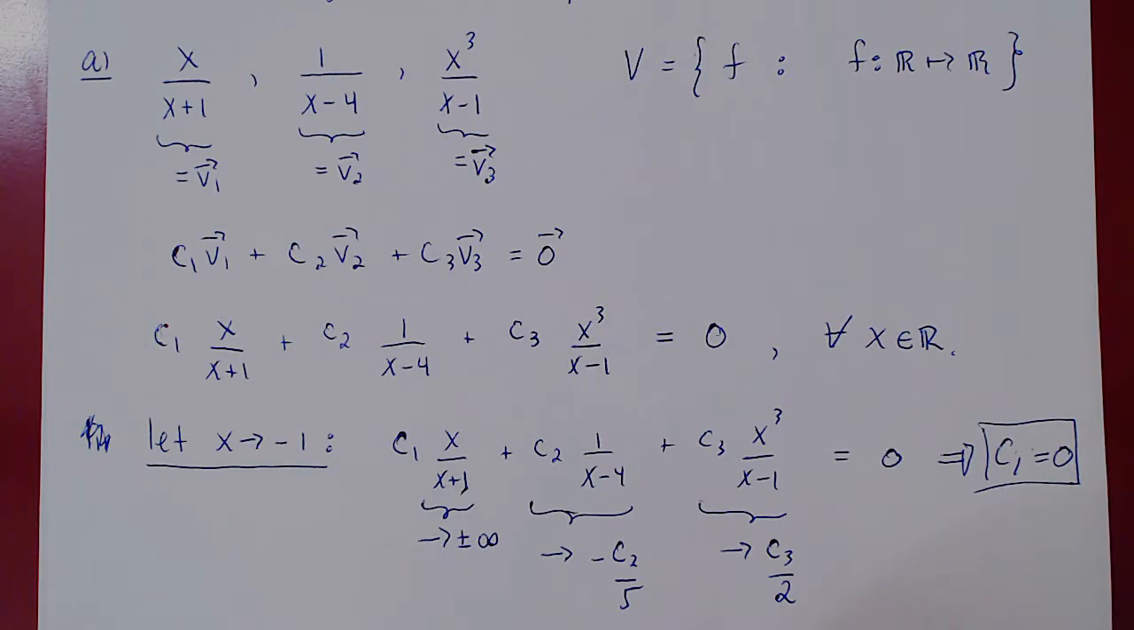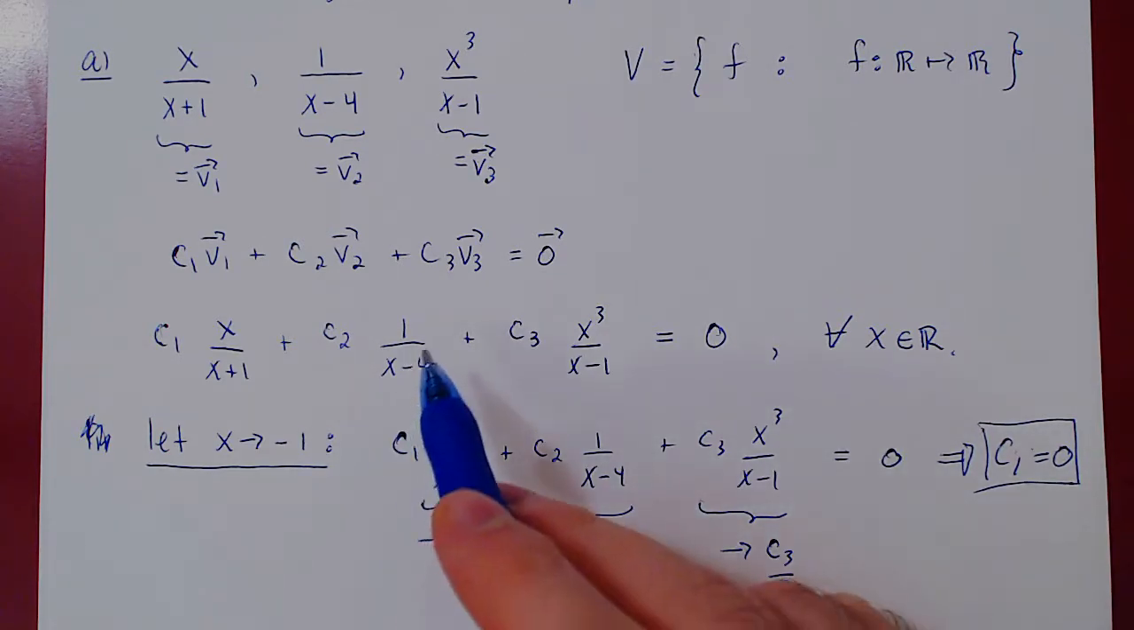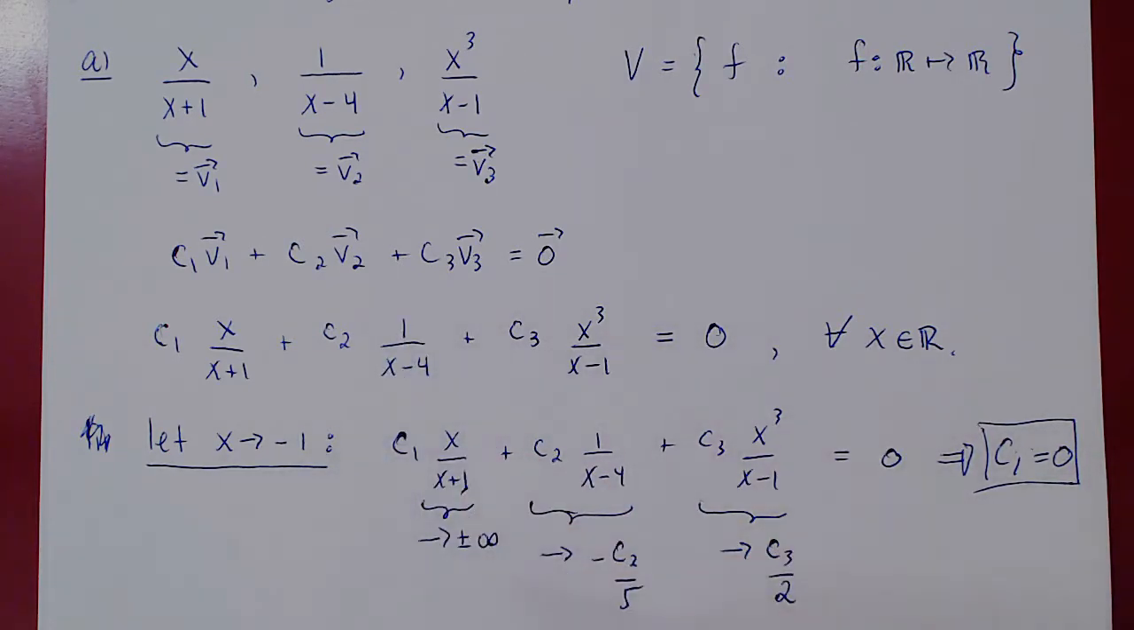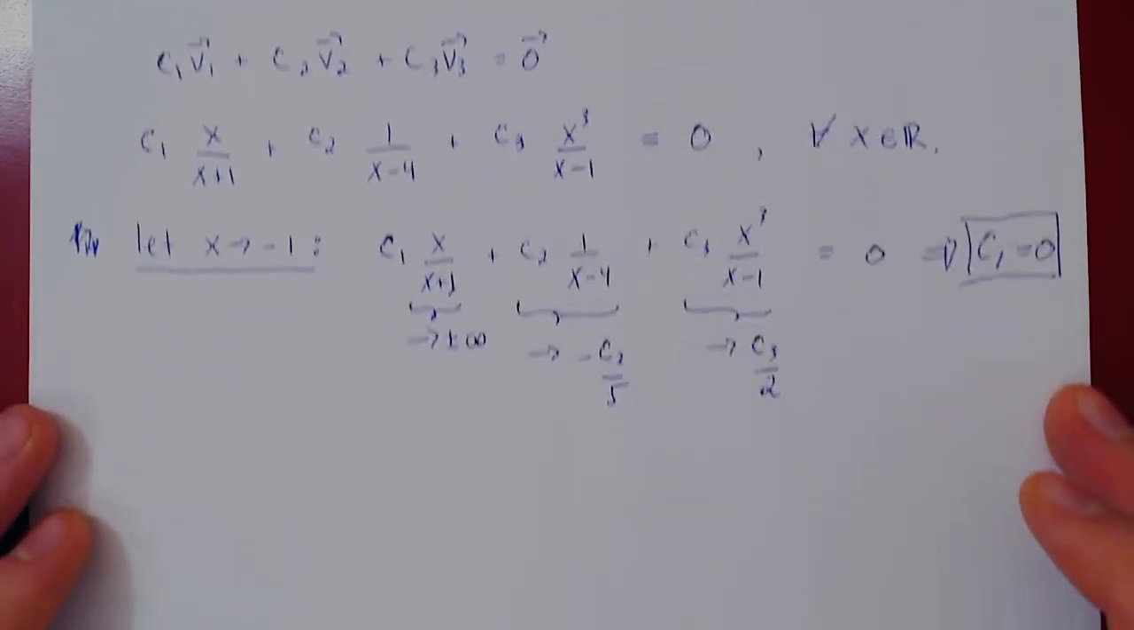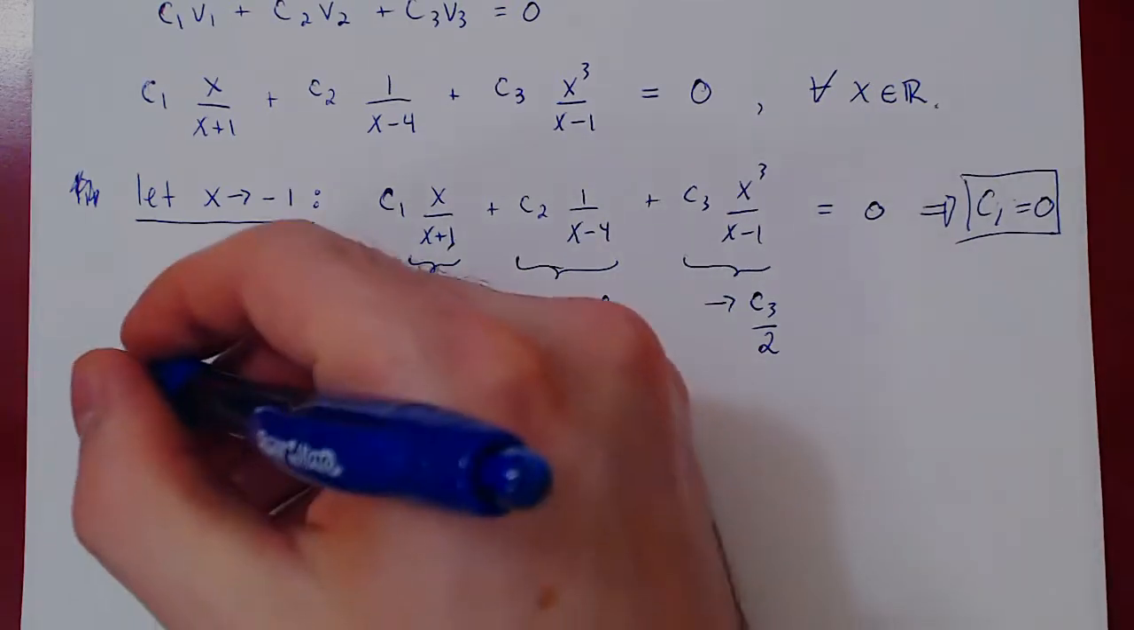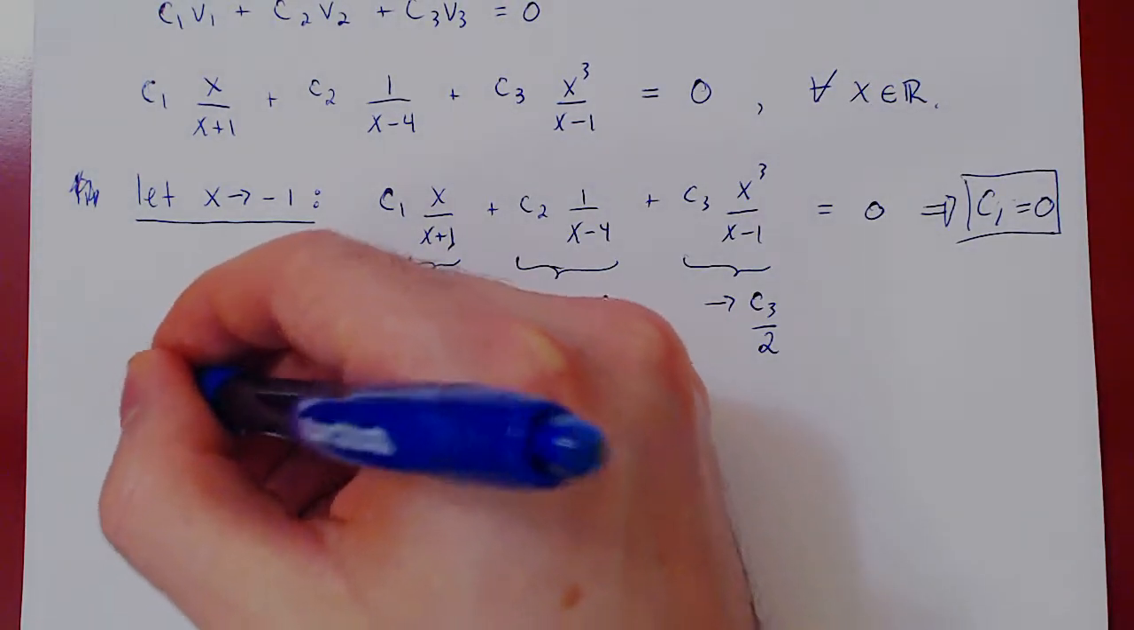And you say, well, why not repeat by looking at the second rational function and letting x approach 4 now? And I'll go more quickly over this one.